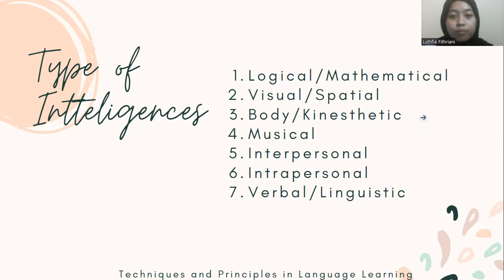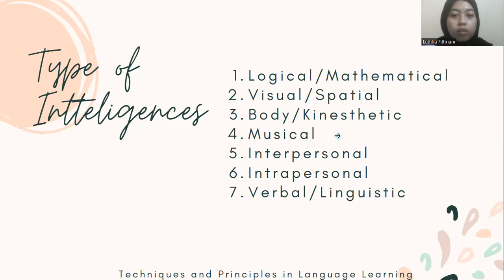The third type of intelligence is body kinesthetic. So the student who has this type of intelligence learns better by involving muscular movement. So the student can like cooperative or competitive game in the teaching and learning process.